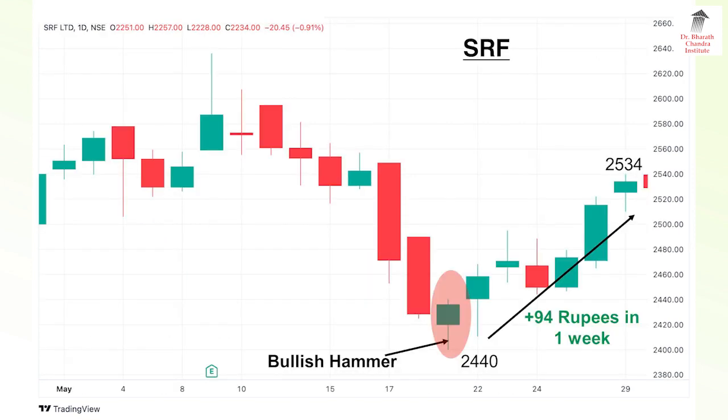Now the third example, SRF. The bullish hammer appears at the bottom of the chart, and then from 2440 to 2534, the SRF traveled plus 94 rupees in 1 full week.